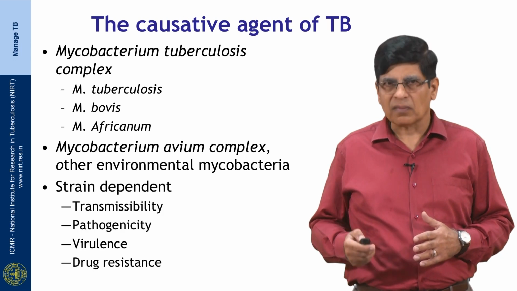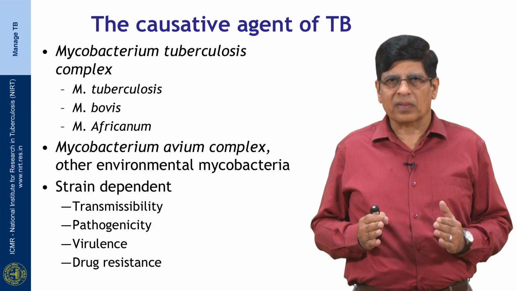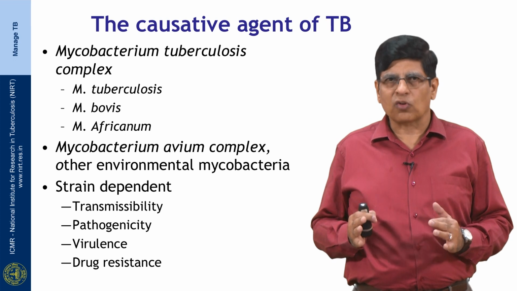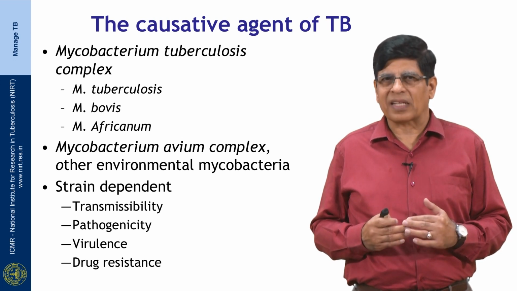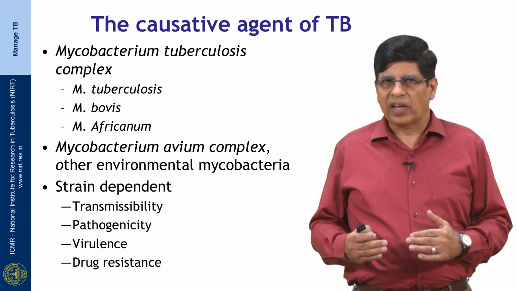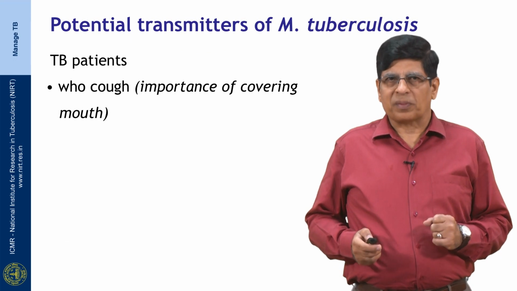There are various strains of Mycobacterium tuberculosis circulating in the community, and the transmissibility of the organism, the ability to cause the disease, the severity of the disease, and the propensity to develop drug resistance vary widely from strain to strain. Who are the ones who transmit the disease?